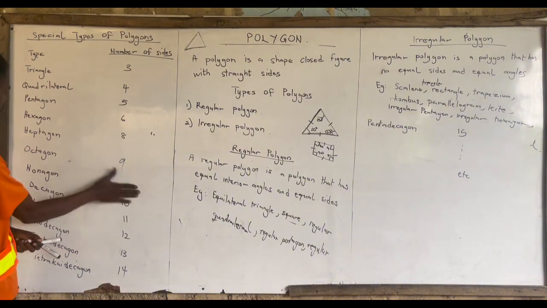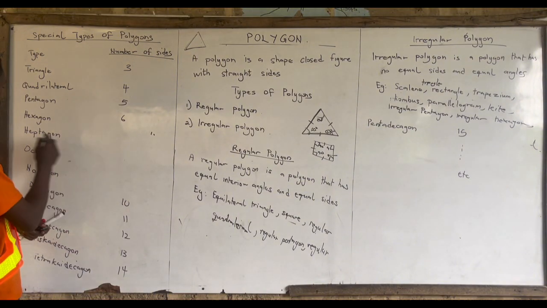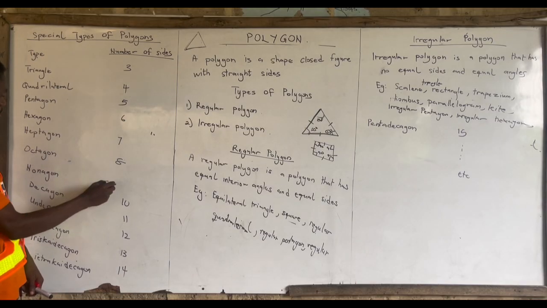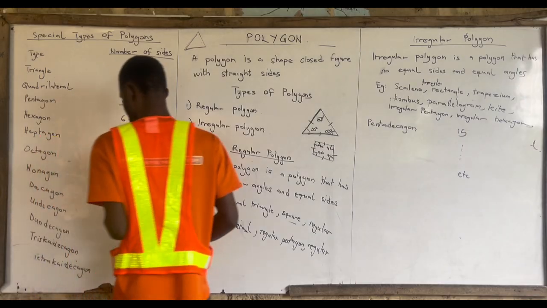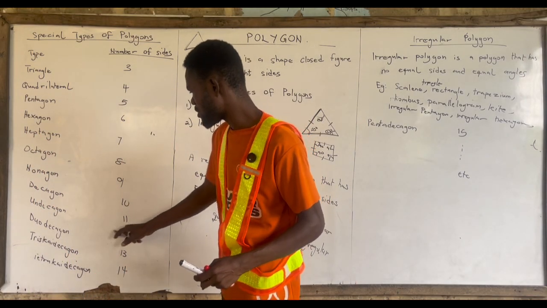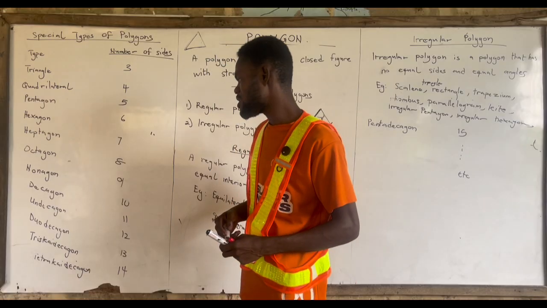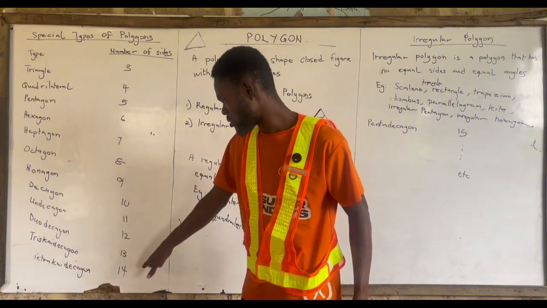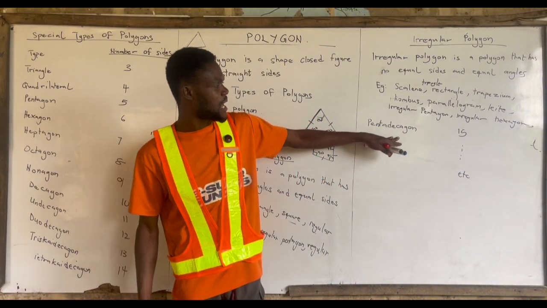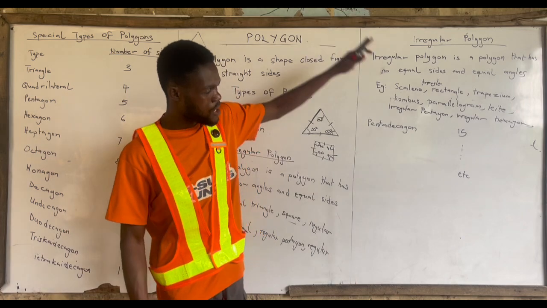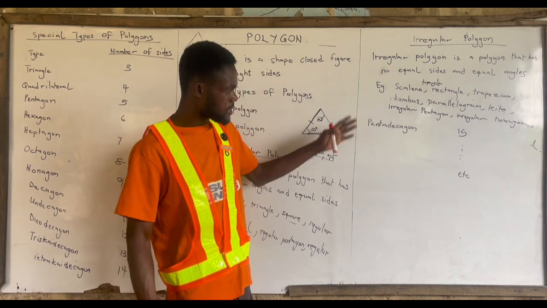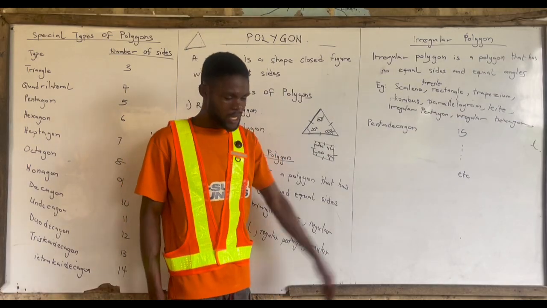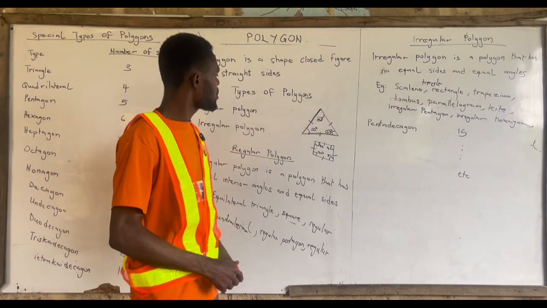Let me see. Okay, yes, heptagon is 7. Octagon is 8. Nonagon is 9. Decagon is 10. Undecagon is 11. Duodecagon is 12. Triskaidekagon 13. Then tetrakaidecagon 14. Pentadecagon 15, and so on and so forth. Yes, so if it is 20, it has its specific name. So that is that. Okay, we are done.